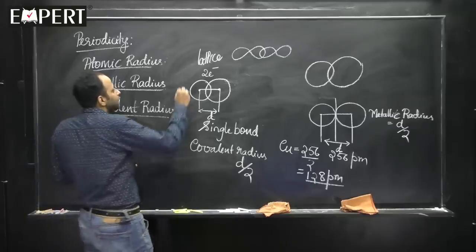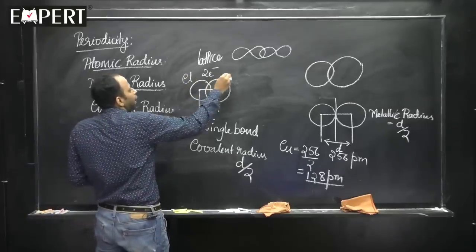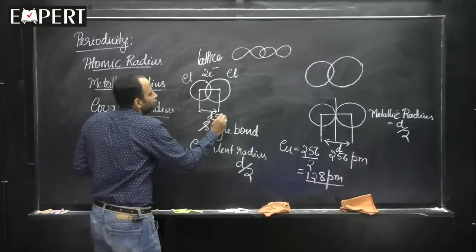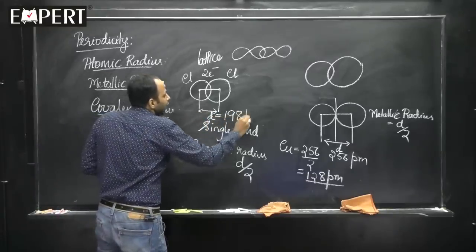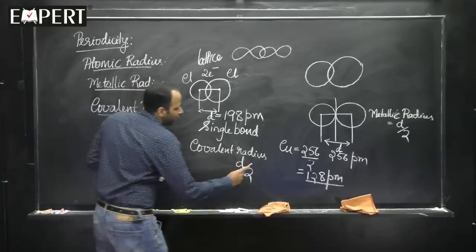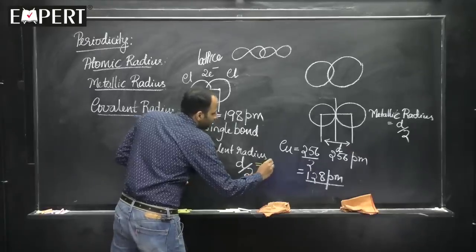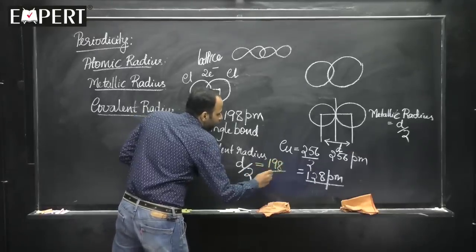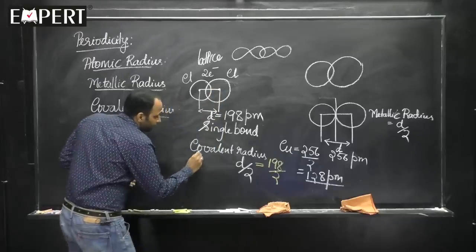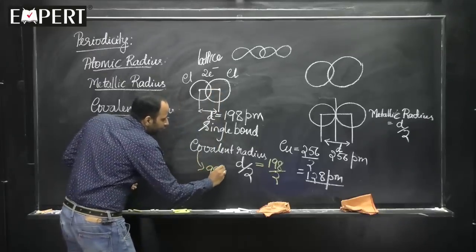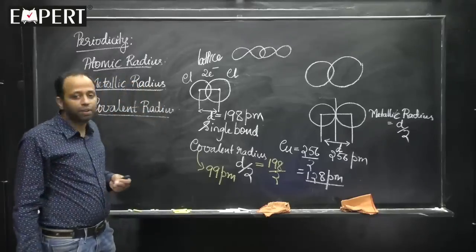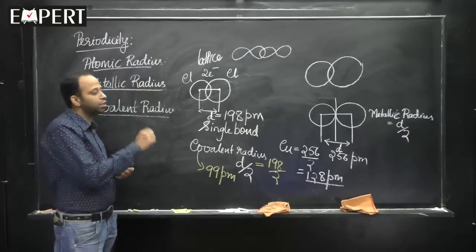Okay. Now, imagine this is chlorine and chlorine. The distance in between this is found out to be 198 picometers. So, how will I get the covalent radius here? Covalent radius will be 198 divided by 2. So, what is the covalent radius? The covalent radius for chlorine is 99 picometer. So, this is something that you have.